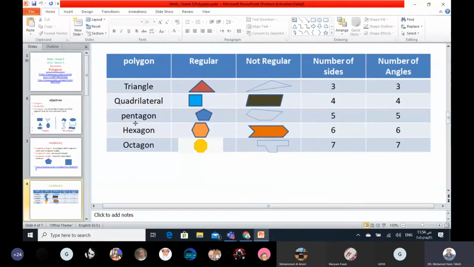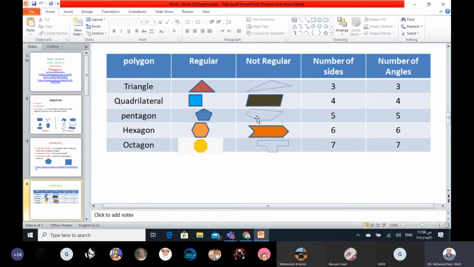Now, the third kind, pentagon. Pentagon is the figure or shape that has 5 sides. Count here 1, 2, 3, 4, 5. This figure is regular. Why? Because all sides are equal and all angles are equal. In this case, we have a pentagon. Why? Because here 1, 2, 3, 4, 5. When you have 5 sides, you have a pentagon.